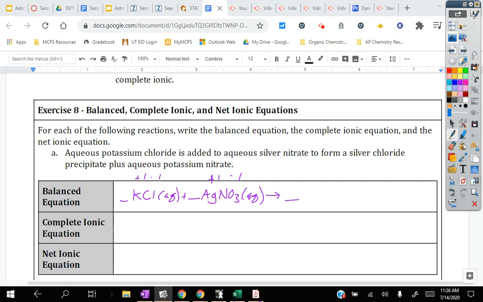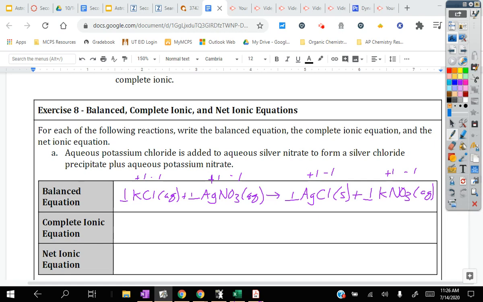And then it forms silver chloride, AgCl, +1, -1, but they tell us it's a precipitate, so it is a solid. And then aqueous potassium nitrate, KNO3, +1, -1, and that is also aqueous. Thankfully, this is a really easy one to balance. We only have 1 mole of each component.